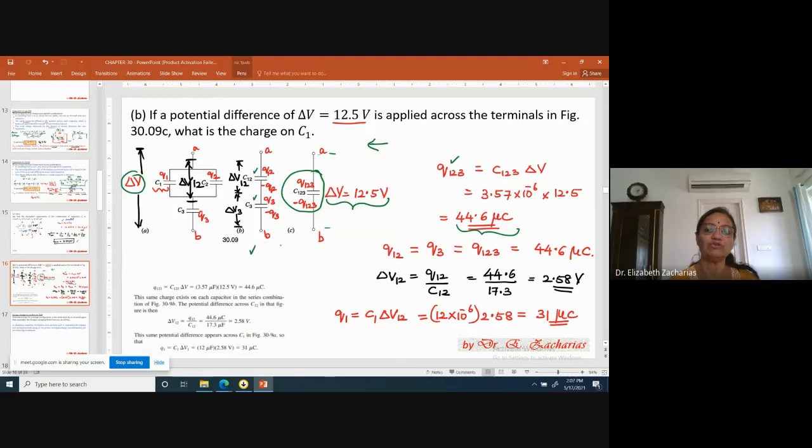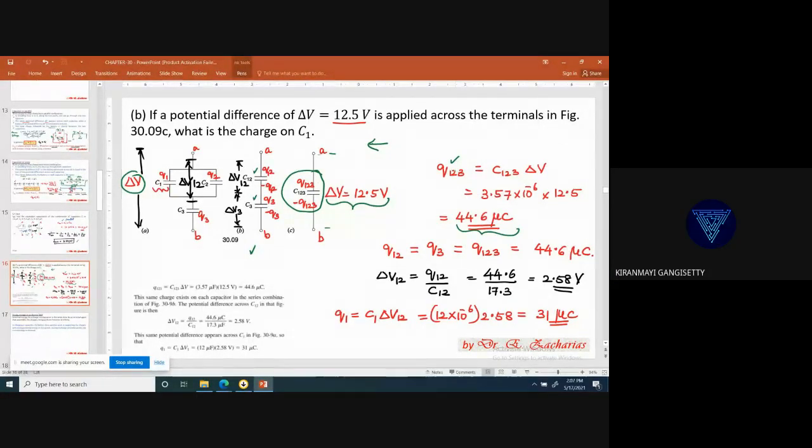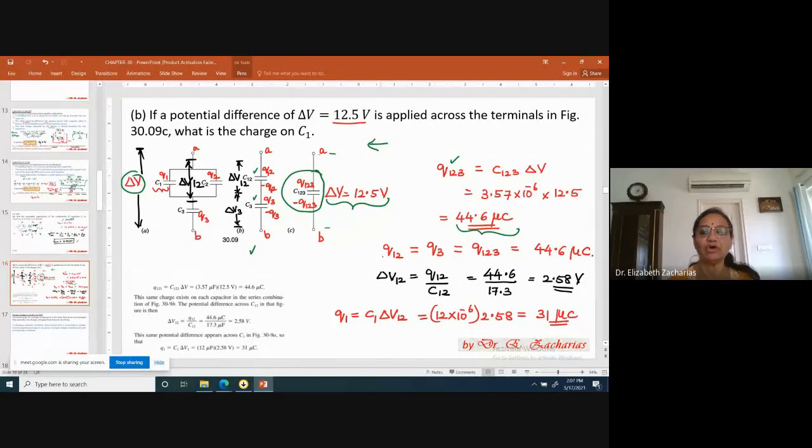When you go to this picture, you're seeing that here are two capacitors connected in series. In series means what did we see? Voltages will get divided, but the charge will be the same. There's only one path for the charge to flow. So you can say that Q12 and Q3 will be equal to Q123. This step is clear? Yes, ma'am. Right. So you straight away got your Q12, which is 44.6 microcoulomb.